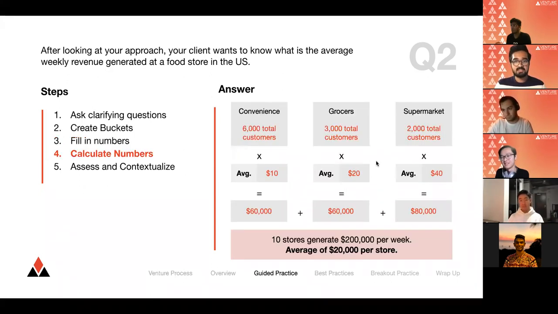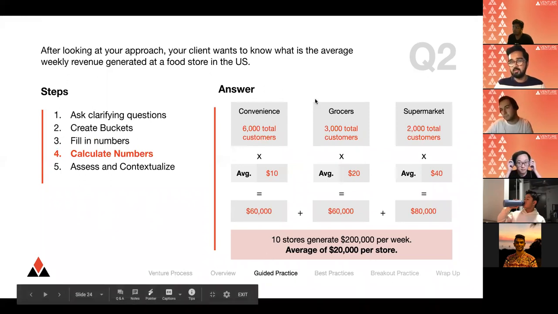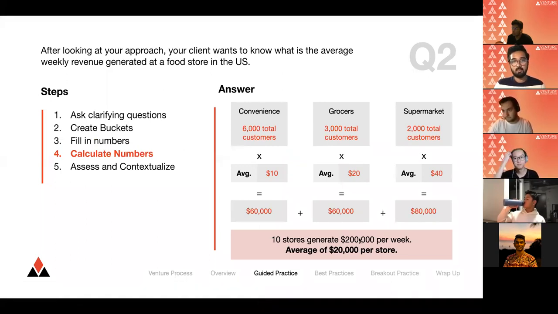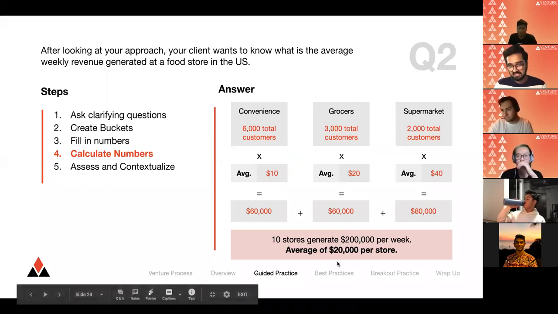Then the next piece is calculating the numbers. And this is really just some simple multiplication, right? You're gonna multiply those 6 stores by 1,000 customers by $10, and get $60,000 generated by convenience stores in the average town in the US. You repeat that for groceries and supermarkets, and you're going to get a total of $200,000 generated per week by 10 stores. And of course, remember what the overall answer was, which was the average weekly revenue. You divide by 10.